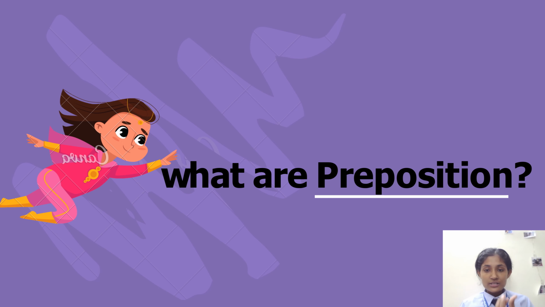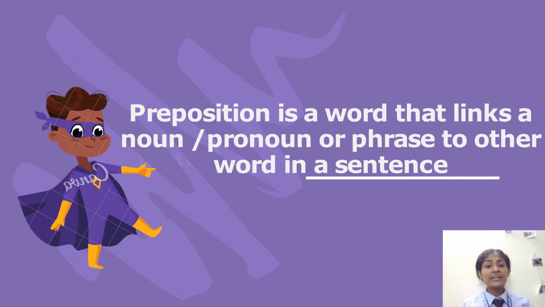Okay. Now what comes to mind is, okay ma'am, we've understood the examples, but what basically is the definition of preposition? So we'll go further into the slide. So here is the definition. Preposition is basically the word that links a noun, pronoun or phrase to other words in the sentence. We can understand this with a good example over here.